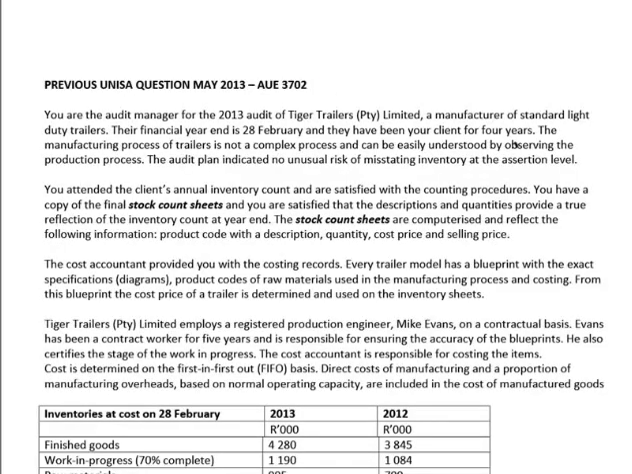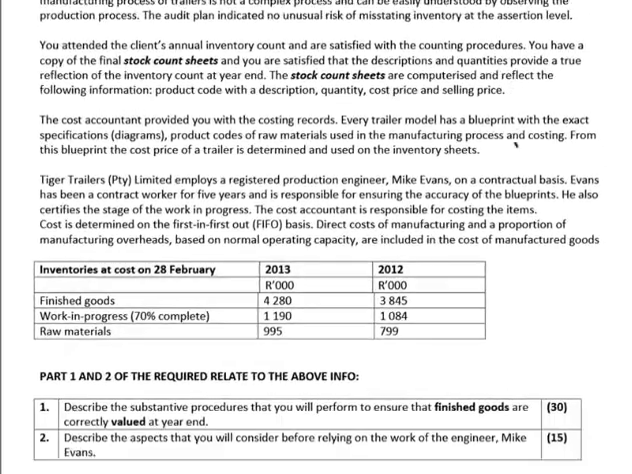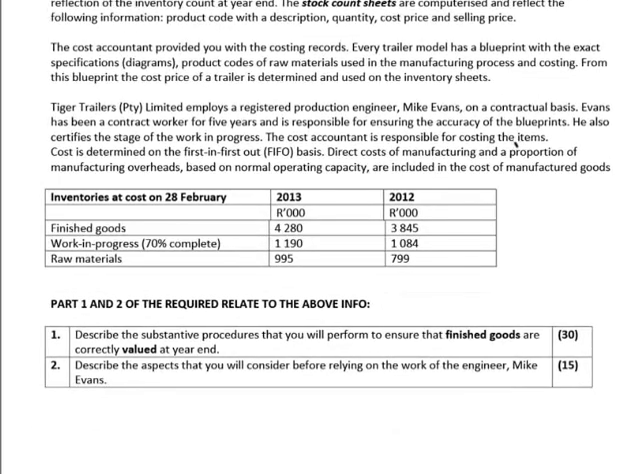I'm going to start off by just reading the required, so we can see what's requested of us before we go reading through the paragraph. Have a look here. It says, describe the substantive procedures that you will perform to ensure that finished goods are correctly valued at year end.